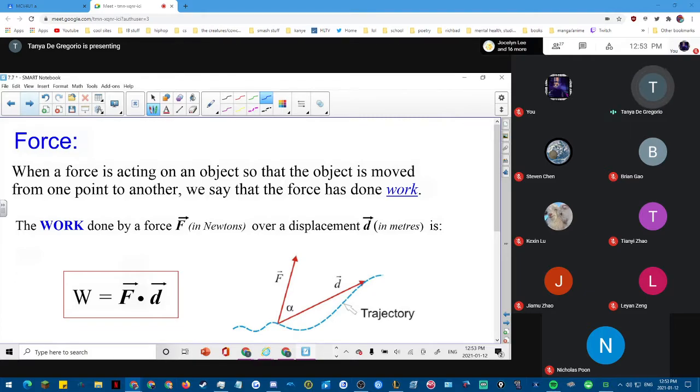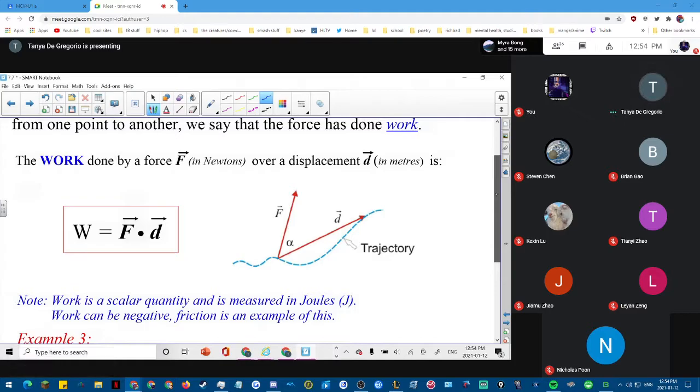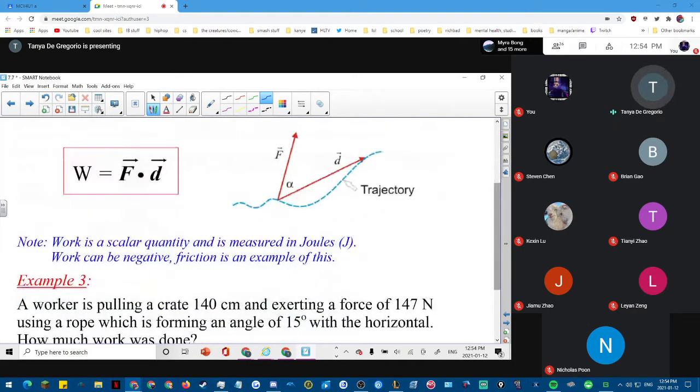And so in order to find the work done, we're going to dot the force in newtons and the displacement in meters. Okay, and that's how you're going to find how much work is done. Work is a scalar quantity and is measured in joules. Work can be negative, and friction is an example of this, because friction is always in the opposite direction, right? Does everyone know what friction is? Yes? Okay, good. Excellent. Any questions so far?